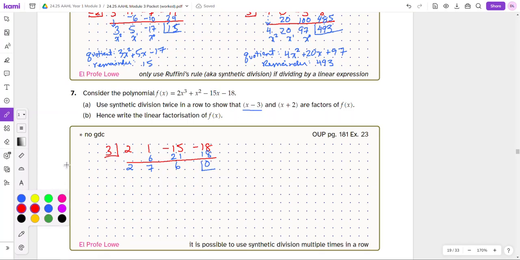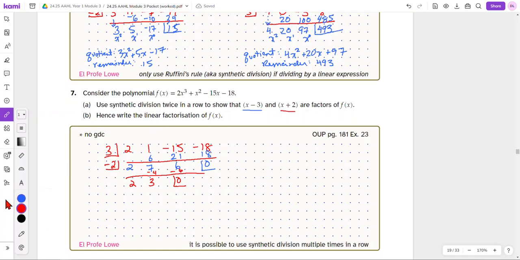Like we said, we can do this multiple times in a row, so now let's consider this x plus 2, and so I'm going to put in a negative 2, and I'm going to repeat my process once again. So bring down the 2, multiply, that's negative 4, add, that's 3, multiply, that's negative 6, add, that's 0. So then we know that x plus 2 is also a factor, but of course that's the work that we're doing to show that we have a factor.